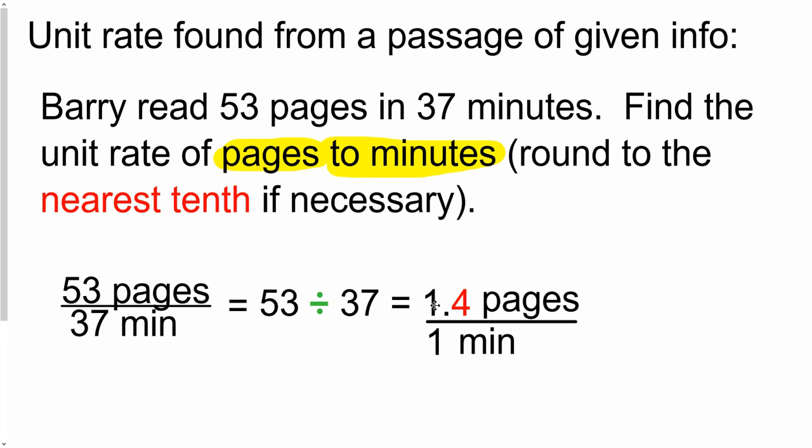There you go. Basically, Barry's reading about 1.4 pages for 1 minute. This unit rate gives us a lot better information than the 53 pages in 37 minutes. That's why we like unit rates. It just gives us a lot more power to understand what's going on in the scenario, and that's how you do it. You find the rate, top number divided by the bottom number, and presto, you've got a unit rate.